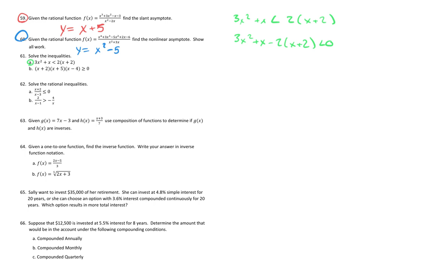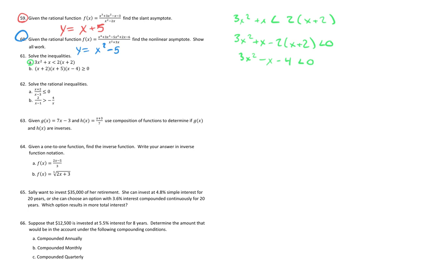So now let's combine our like terms. We get 3x squared, and then a 1x plus a negative 2x, so that'll end up just being negative x. And then we'll have negative 2 times positive 2, so that's going to be minus 4. It's less than 0. So next, we need to figure out where this equals 0. There are a couple ways we can approach this. We want to factor it, ideally, or we could use the quadratic equation.